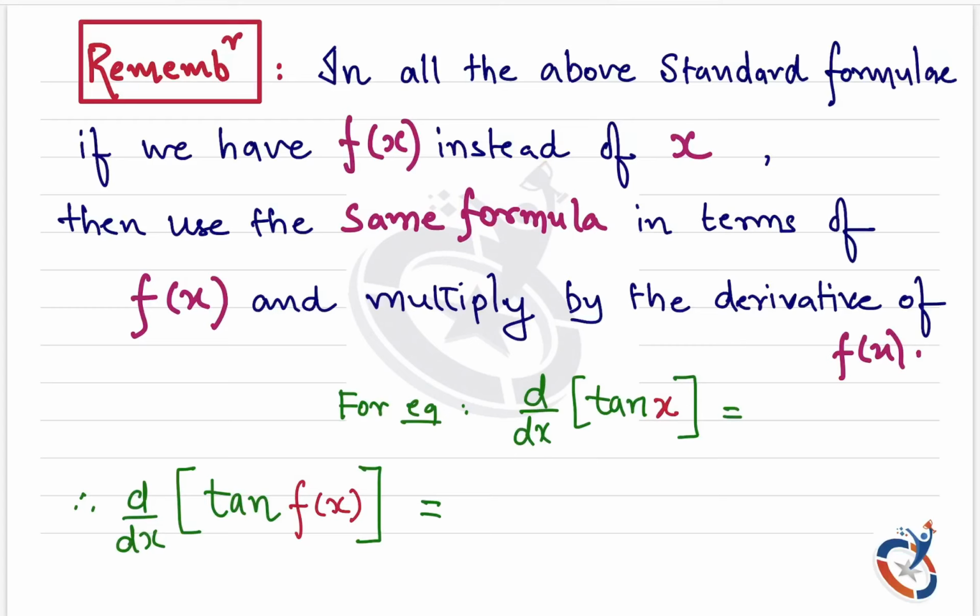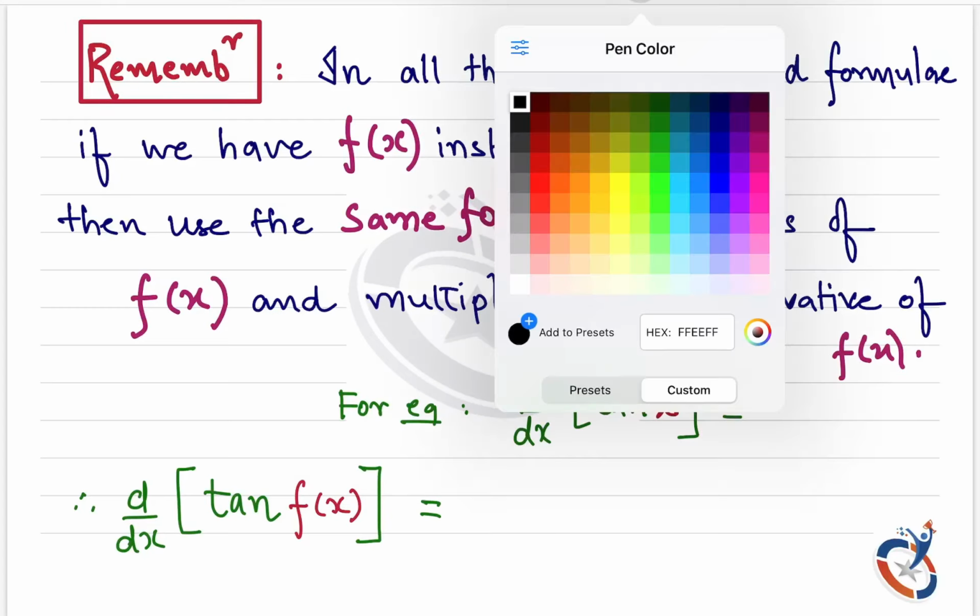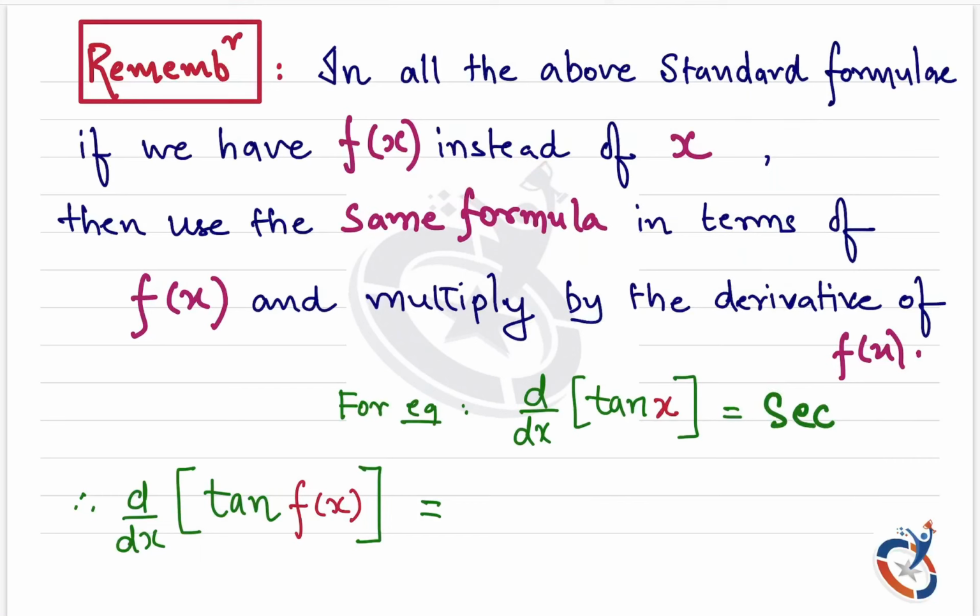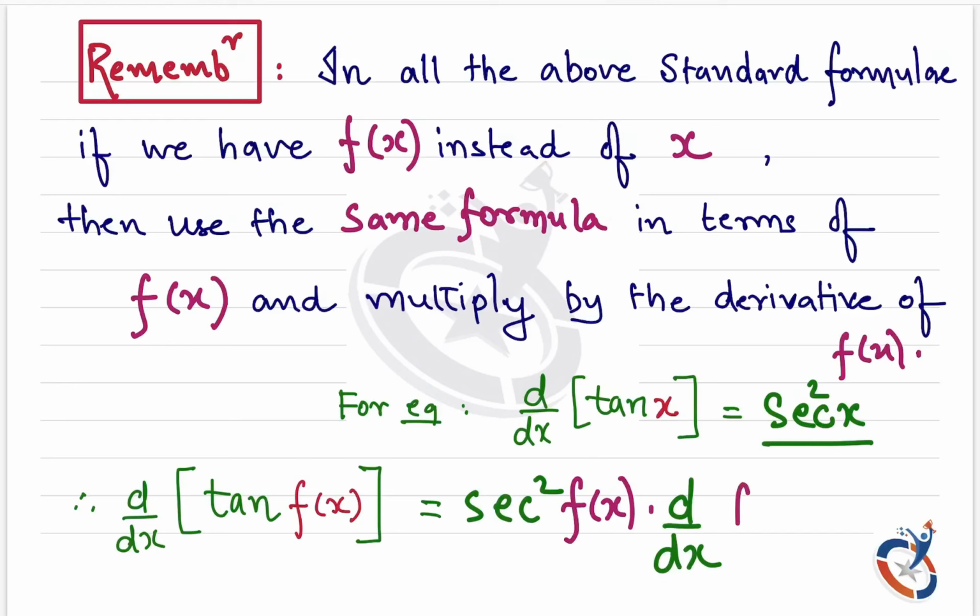Now let's take an example here. What's the derivative of tan x? The derivative of tan x is sec square x, right? So I'll write derivative of tan x is equal to sec square x. What's the derivative of tan f of x? Now you have f of x here, so the answer becomes sec square f of x into the derivative of f of x also. Clear? So we better learn all the formulas again in terms of the composite rule.